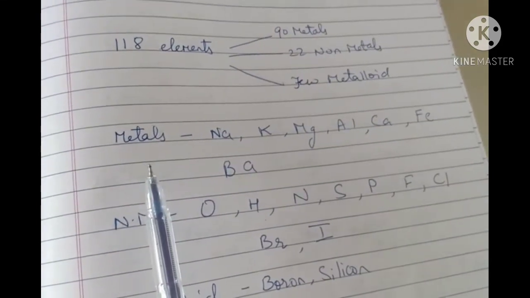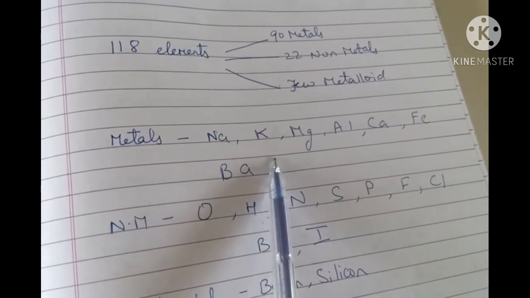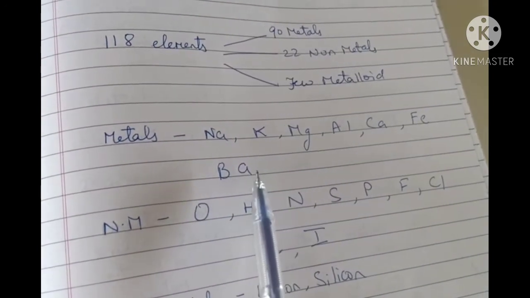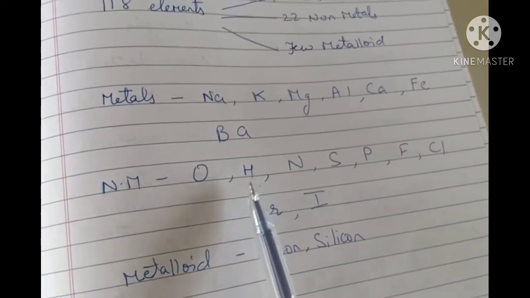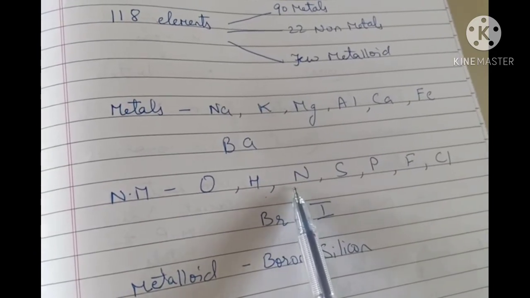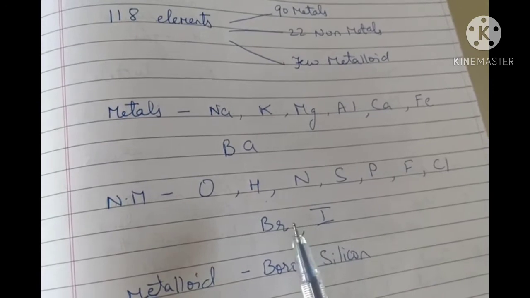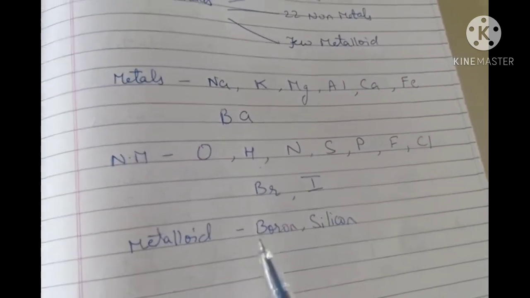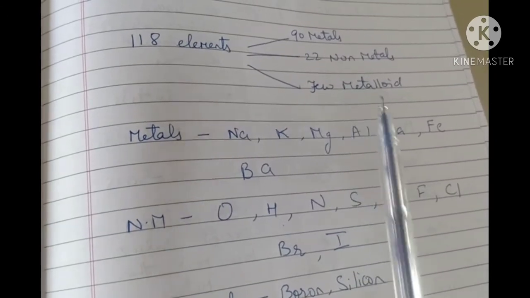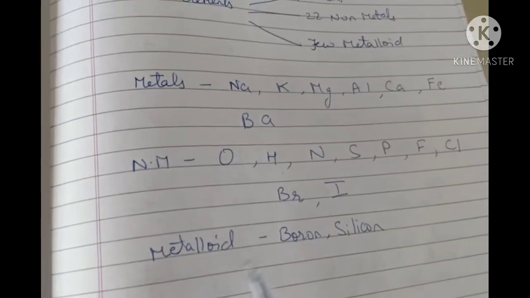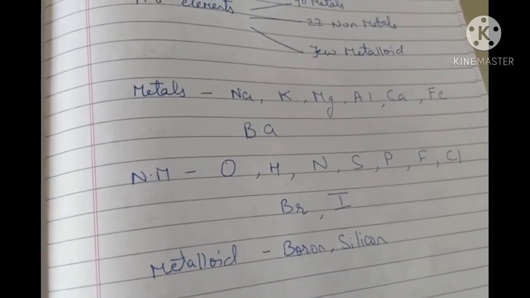Here we have metals. The symbols I have written here: sodium, potassium, magnesium, aluminium and so on. Non-metal symbols I have written here: oxygen, hydrogen, nitrogen and so on. So these are the main few basic metals and non-metals. Metalloids is the combination of both metals and non-metals, so they are called as metalloids. Common example I have written here: boron and silicon.